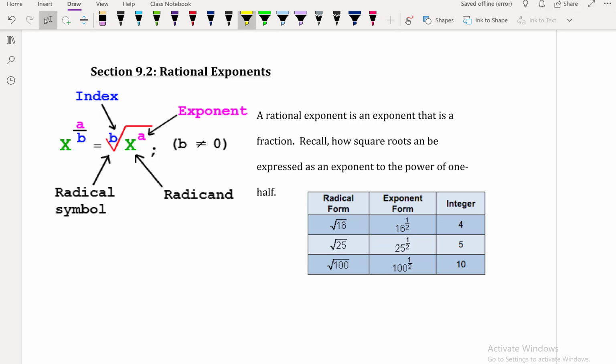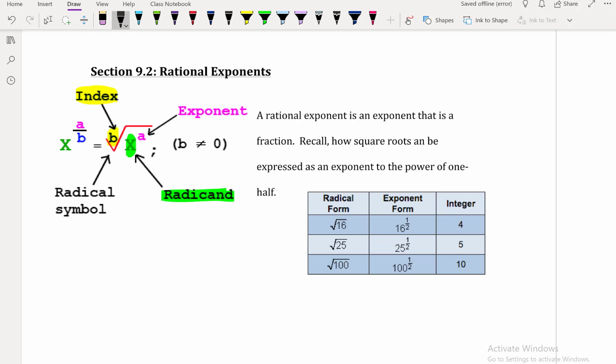Just to make sure we understand our vocabulary, we have the index, which is this little number inside. It defaults to be a 2 when there's nothing there. And we also have everything underneath the radical, which is the radicand. And of course, we have the exponent here. A rational exponent is an exponent that is a fraction.